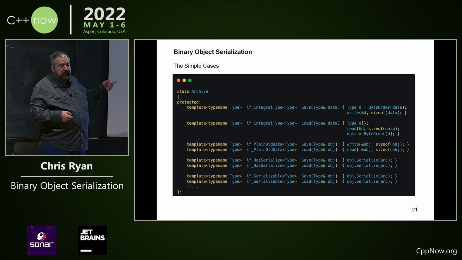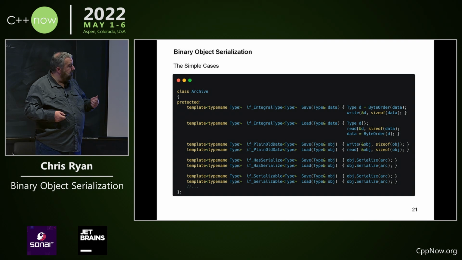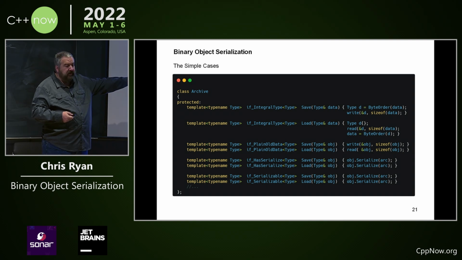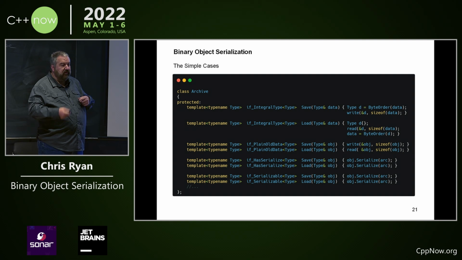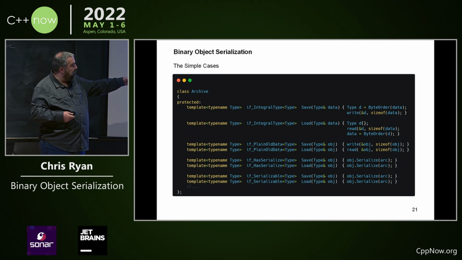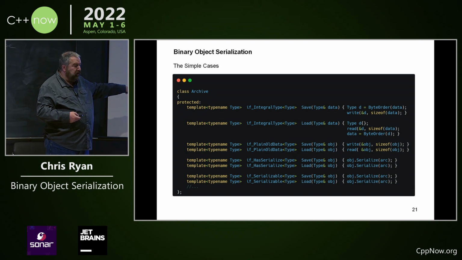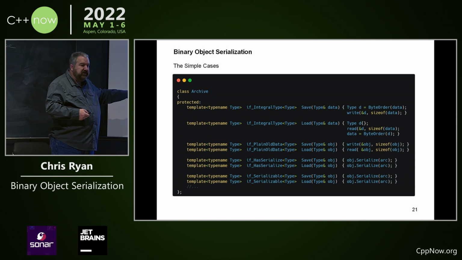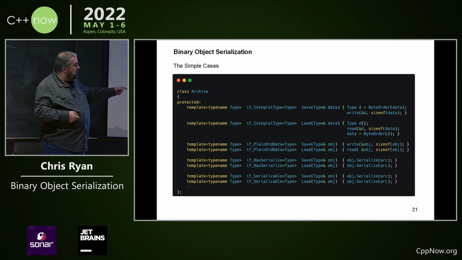Plain data, trivially copyable, I just do a blob read/write on that. If it has a serialize function, I just call that object and say serialize yourself. The archive knows whether it's loading or saving, so whether it's load or save, I'm still calling the same thing, and the object itself internally decides. That's if it has serialize. If it's serializable, I'll get to a little bit more of the magic, what the difference is on that. I just call the object to tell it to serialize itself.